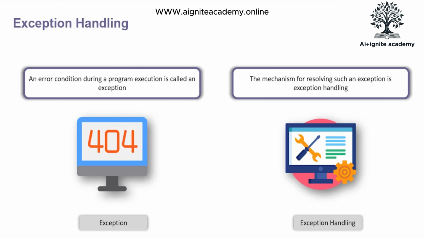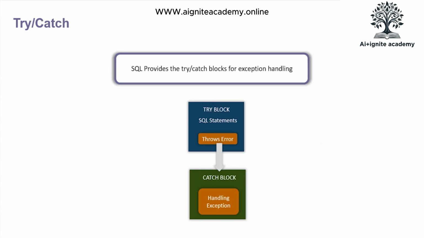So an error condition during a program execution is called an exception, and the mechanism for resolving such an exception is known as exception handling. And we can do exception handling in SQL with the help of try-catch blocks. The try statement allows us to test a block of statements while they're being executed, and the catch block allows us to handle any exception which occurs in the try block.